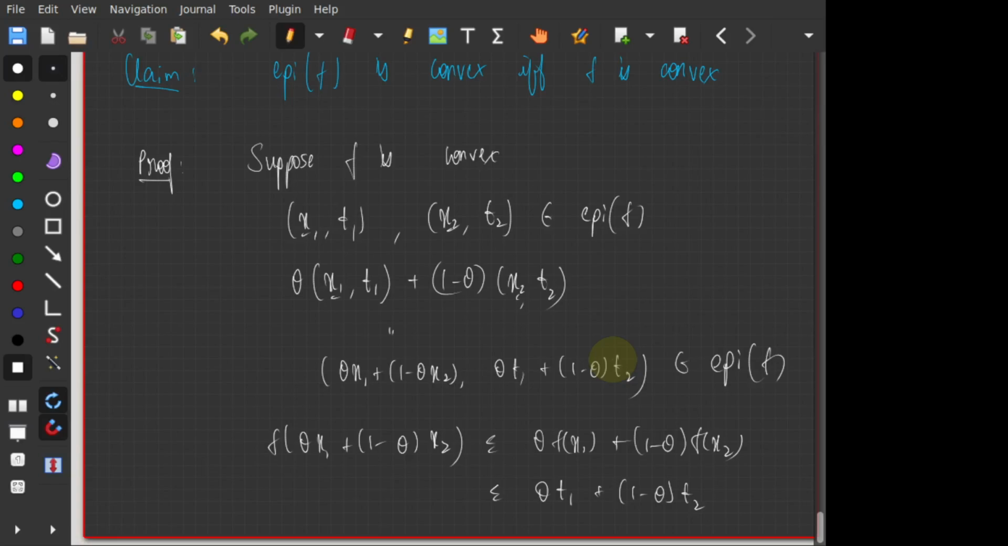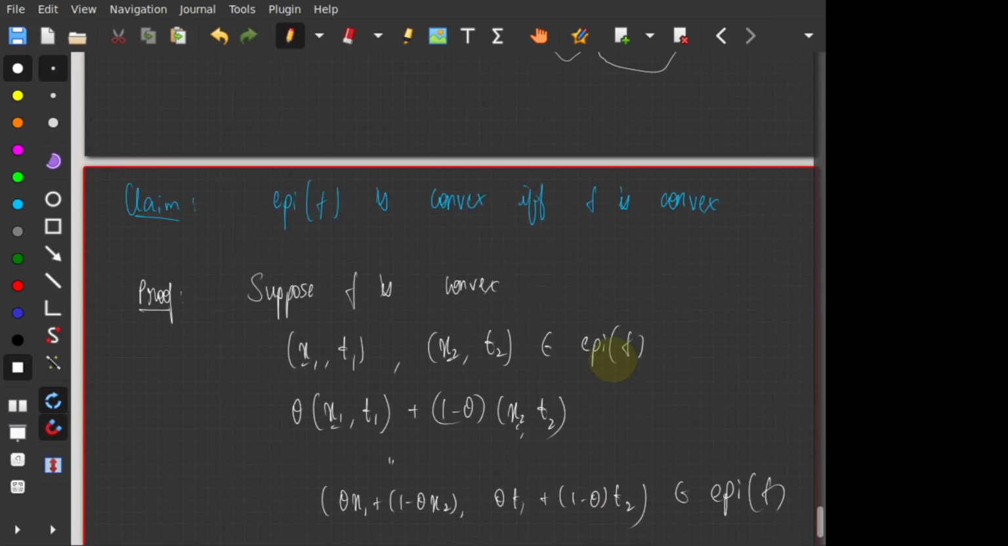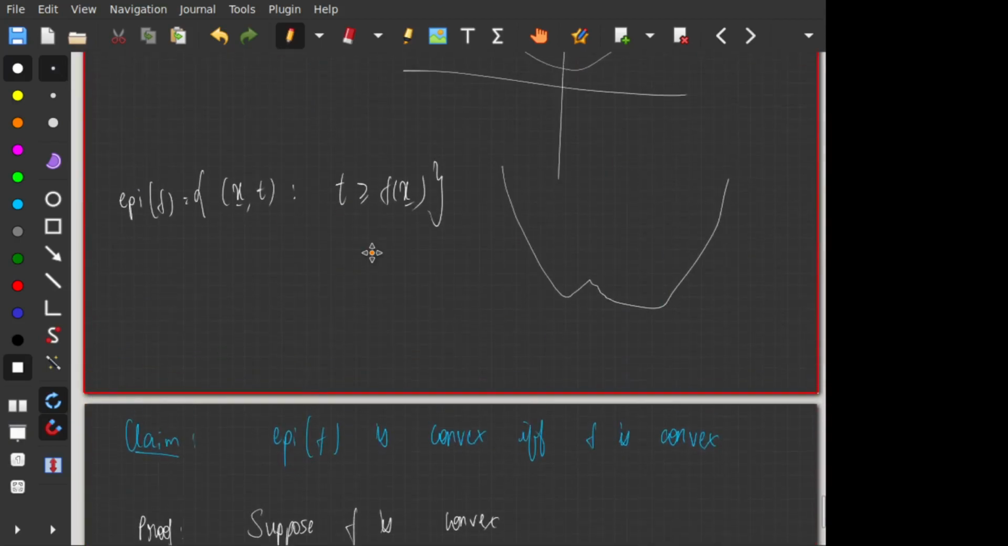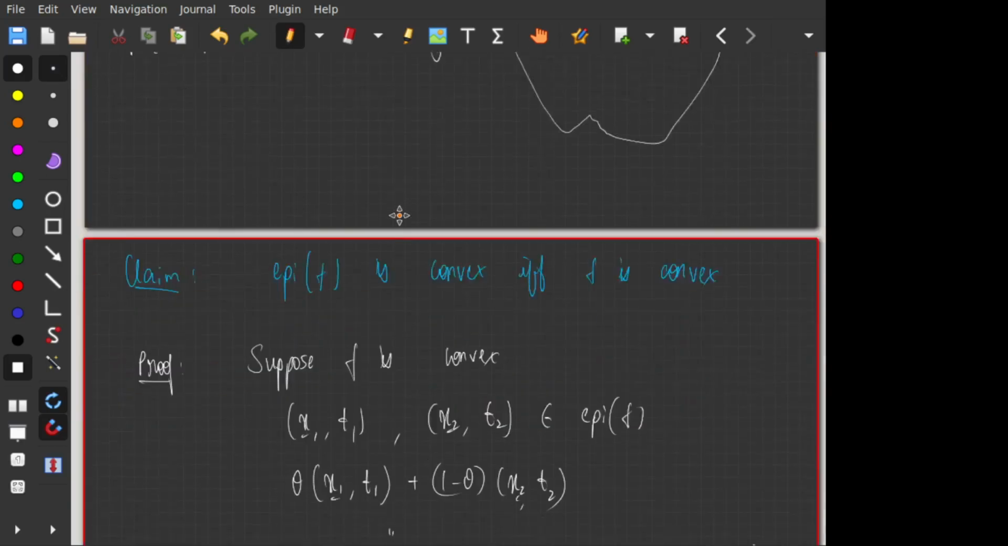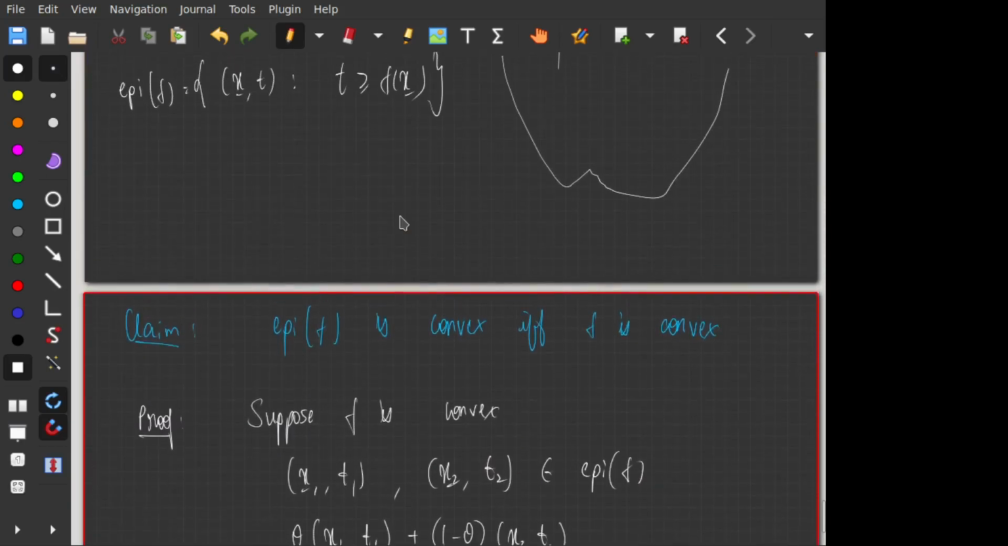So if the epigraph is convex, then f also should be convex. Just by looking, you choose the points where t is equal to f of x. That corresponds to the function itself. And then evaluate, just use the definition of the epigraph and convexity.